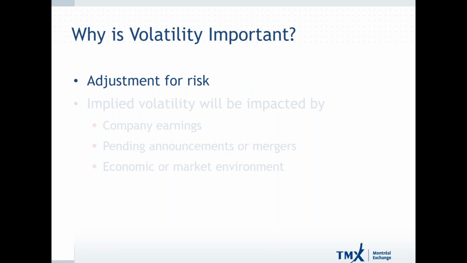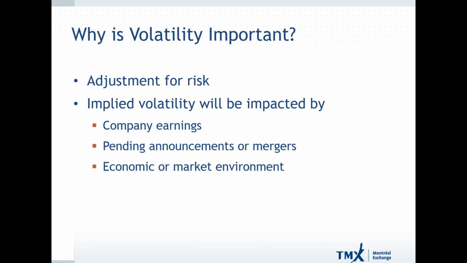So why is volatility important? Well, volatility is essentially an adjustment for risk. And what we want to recognize is that options are priced based on probabilities. Market makers are essentially factoring in risk and probabilities within the pricing of an options contract, and that equates to the increase or decrease of the volatility component of an option's premium.